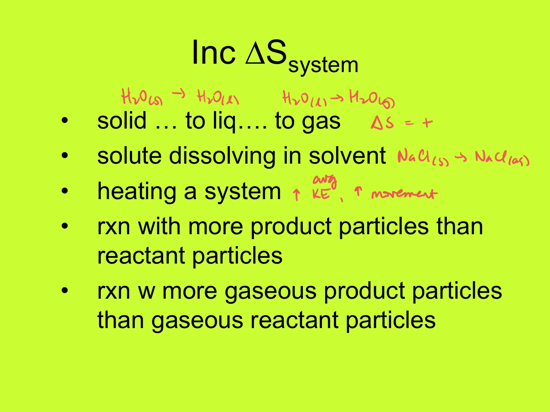A decomposition reaction, such as solid calcium carbonate leading to solid calcium oxide and CO2, also tends to have a positive value for delta S, as there would be more arrangements. And a reaction that has more gaseous product particles than gaseous reactant particles, meaning more gases being produced, would be an example of a positive delta S for the system.